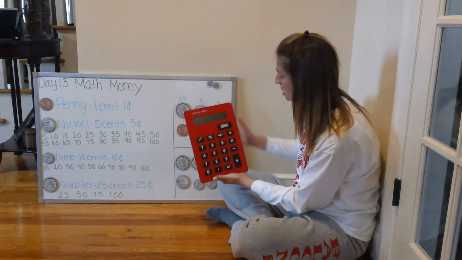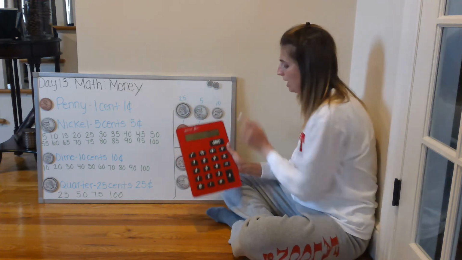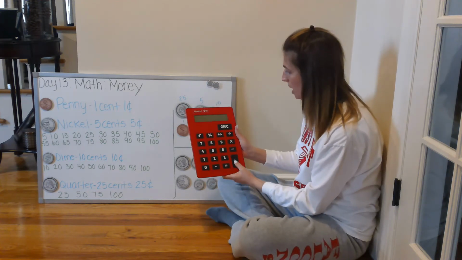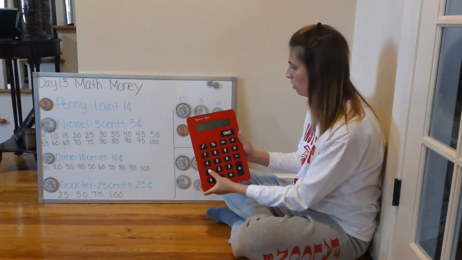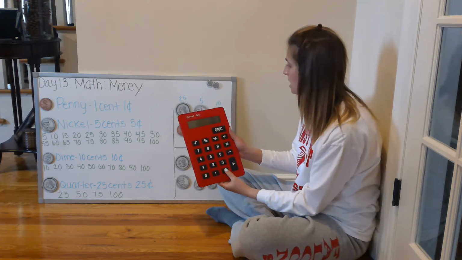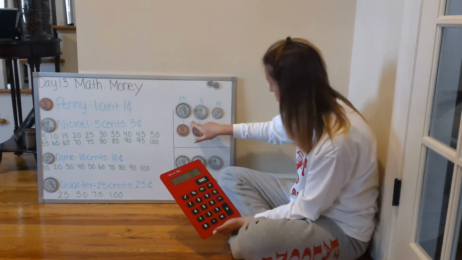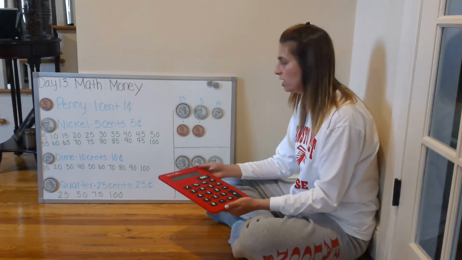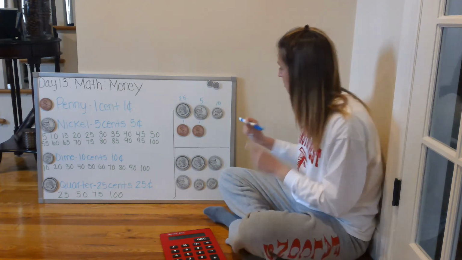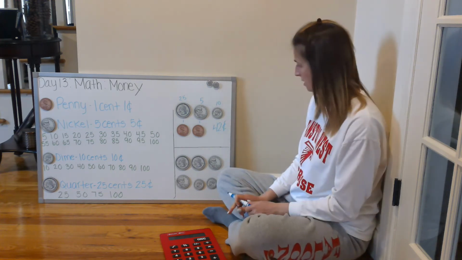plus 0.05 plus 0.10 plus 0.01 plus 0.01 equals, so 25 plus 5 plus 10 plus 1 plus 1 equals 42 cents. So I'm going to write 42 cents here.